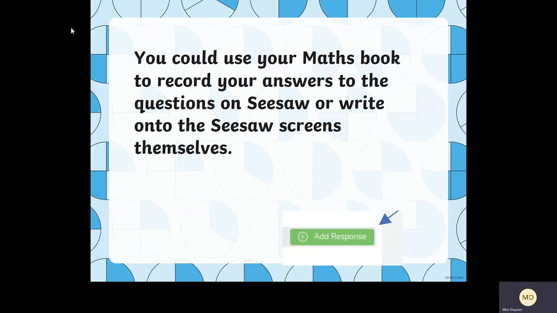You could record into your maths book the answer to the question on Seesaw, or write onto the Seesaw screens themselves. Either way, remember, click add response to let me see your learning today.